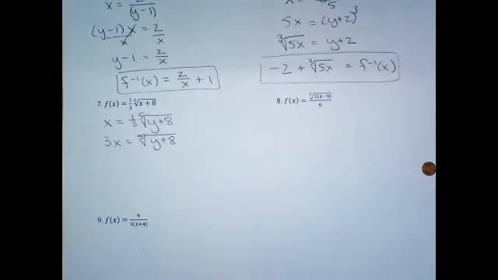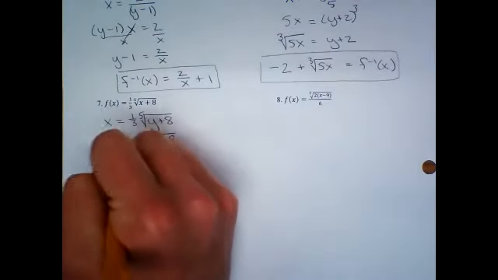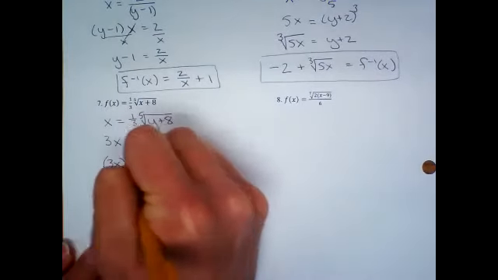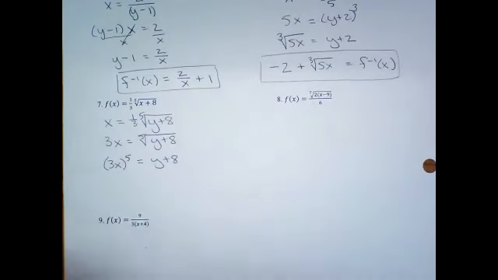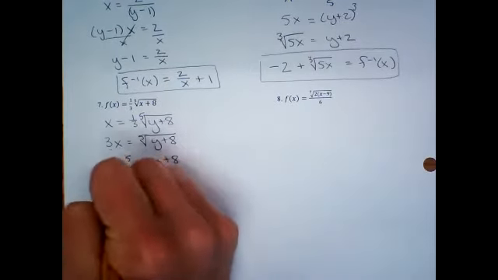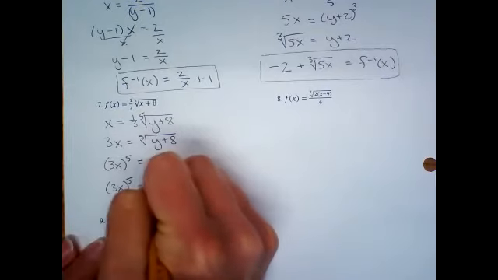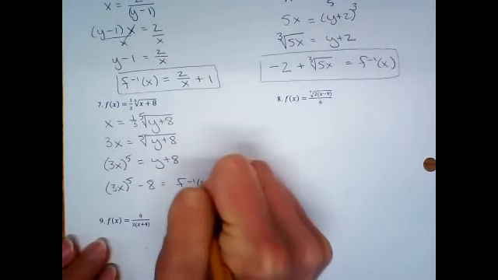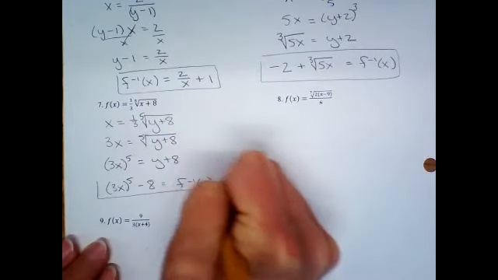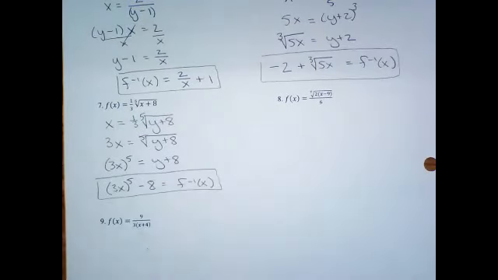How do you get rid of a 5th root? Put it to the 5th power, all right? It'll be 3x to the 5th equals y plus 8. And then subtract 8. I actually kind of like doing these. You're just undoing all of the steps that were there.